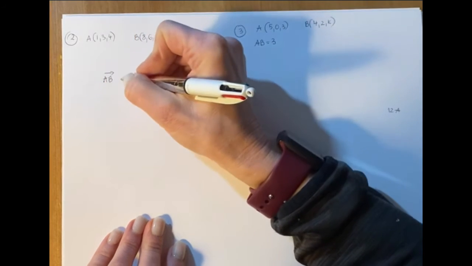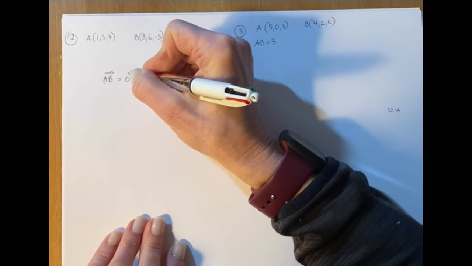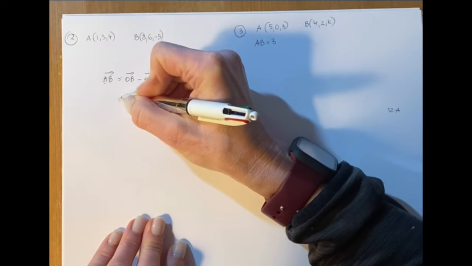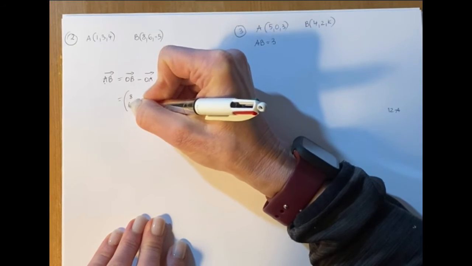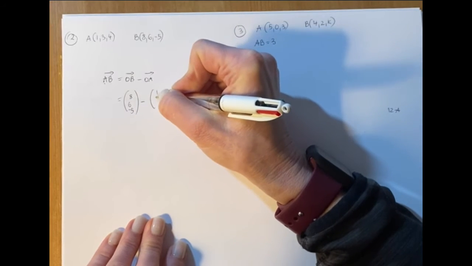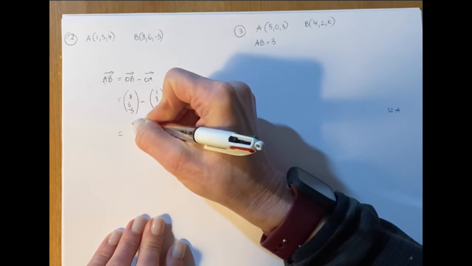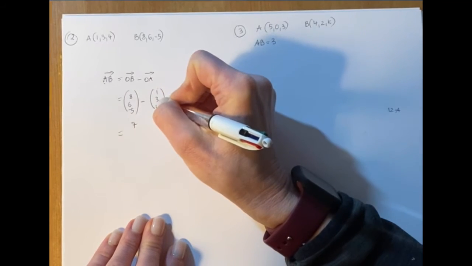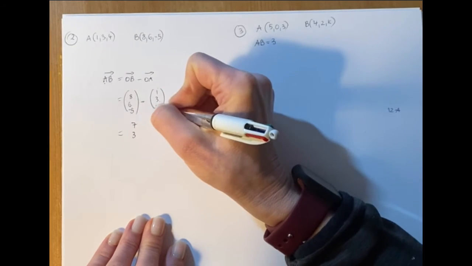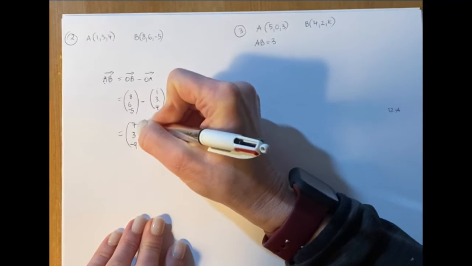first of all. So it's end minus beginning, so it's vector OB minus vector OA. So it's (8, 6, -5) take away (1, 3, 4). So it's 8 take away 1, which is 7, 6 take away 3, which is 3, and minus 5 take away 4, so it's minus 9.